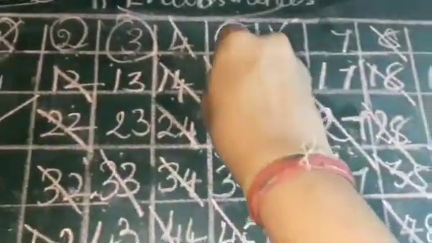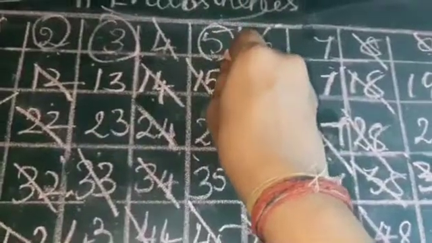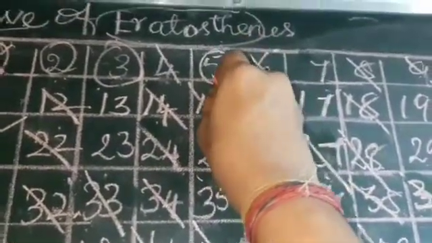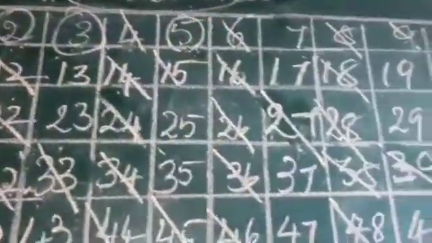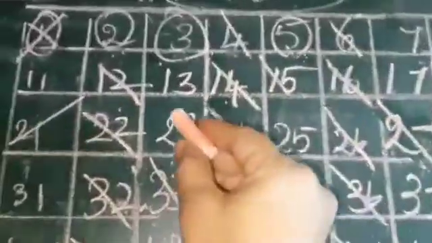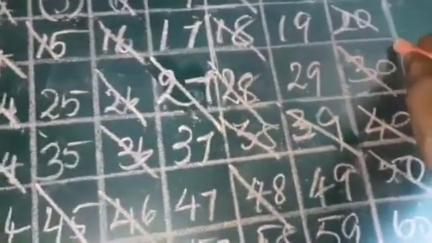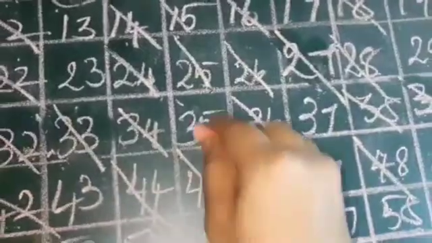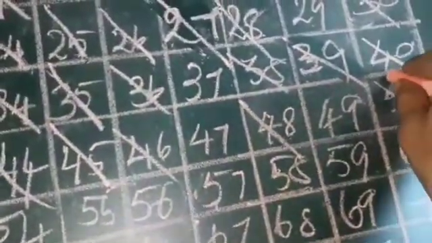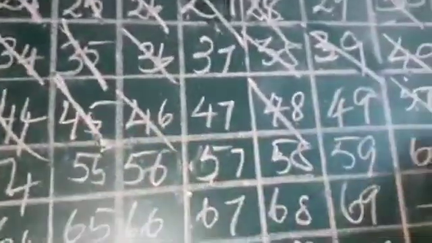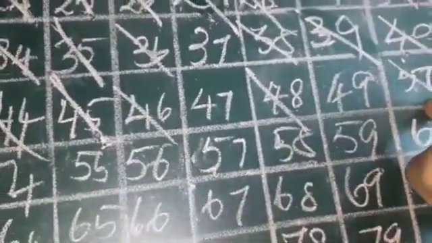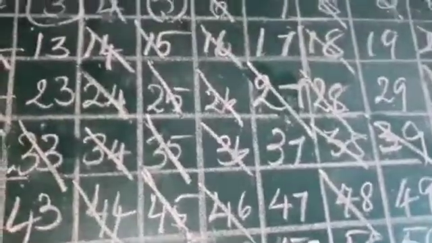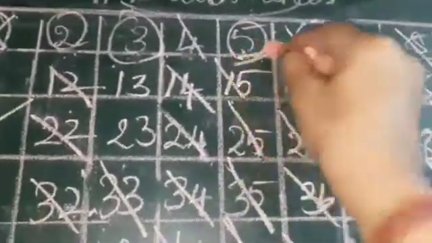Now I have circled the number 5. We are going to find the exact multiples of 5 and cross them out. 10, 15, 20, 25, 30 is already crossed, 35, 40. 40 is already struck, 45, 50 is already struck. So these are the numbers that are exactly divisible by 5.